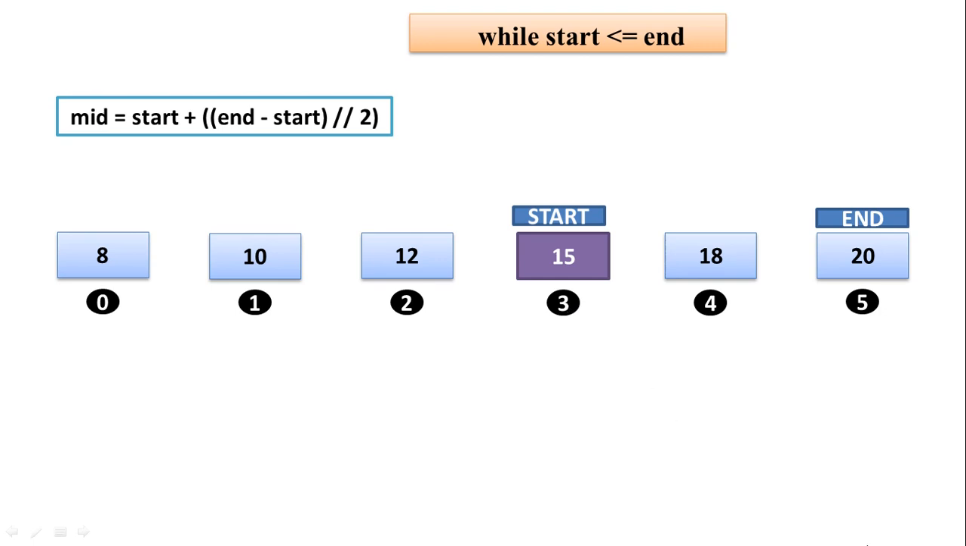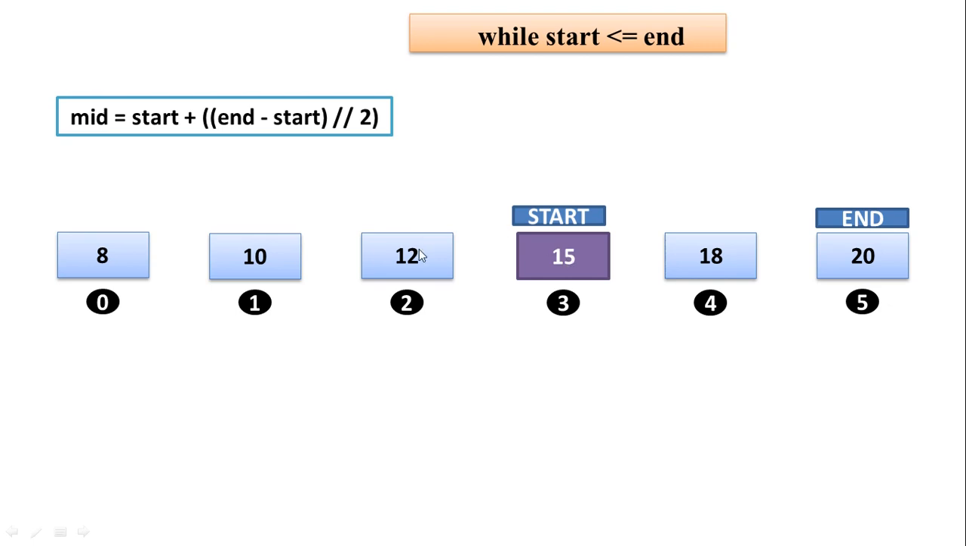It's now time to move on to the next iteration, and we again check, is start less than or equal to end? Yes, it is, because start is 3, which is less than 5. Hence, we repeat our operation once again. We find the mid value, and when we feed in the values in our formula, we'll find that mid appears to be 4 and it stores the value 18. Once again, we check, is 18 less than 15 or is 18 greater than 15? Now we find that 18 is greater than 15.